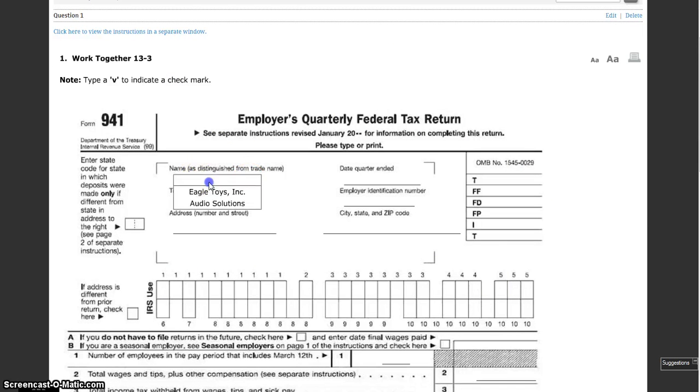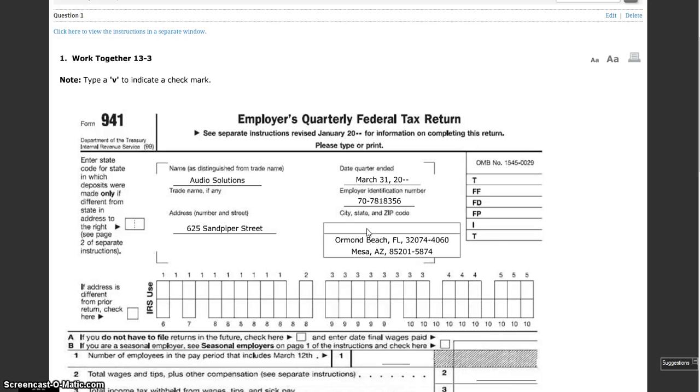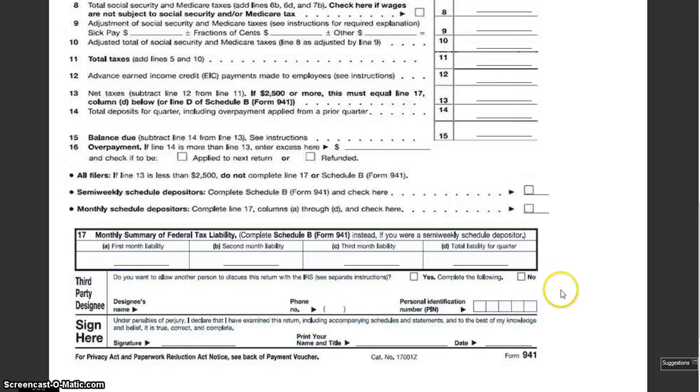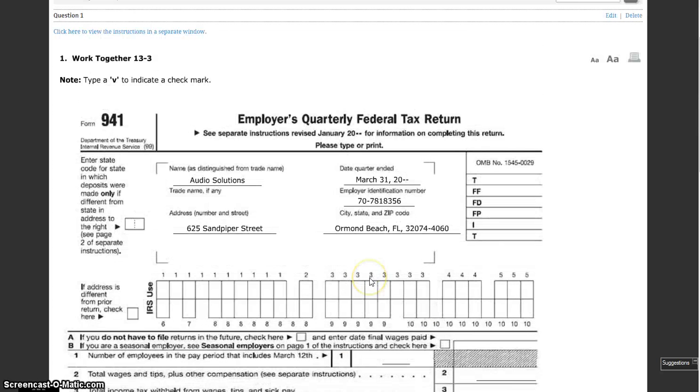So up here in these fill-in-the-blank drop-down boxes, we are going to simply fill in our information. We are working with Audio Solutions. The date ended is March 31st, the end of the first quarter. Our address was Sandpiper Street. Our employer number was the 70 dash number, and we are in Ormond Beach, Florida. So that's the information we type in at the beginning. A lot of this looks very similar to any tax form you file for your own personal taxes, and this is one that the employer would have to fill in.